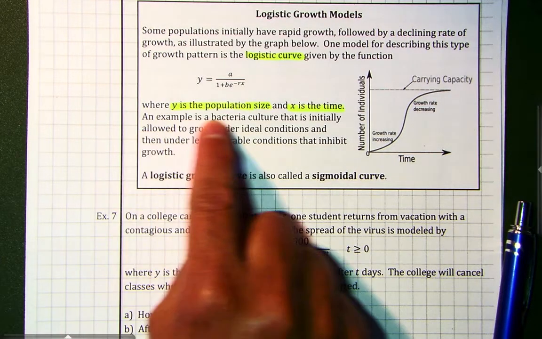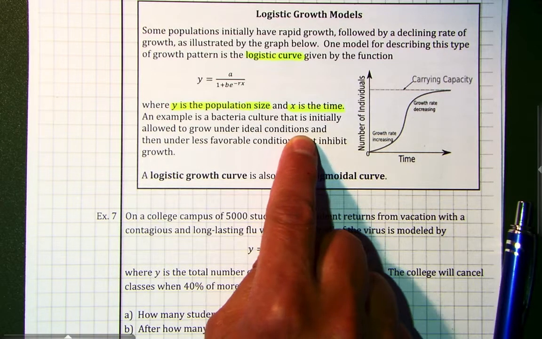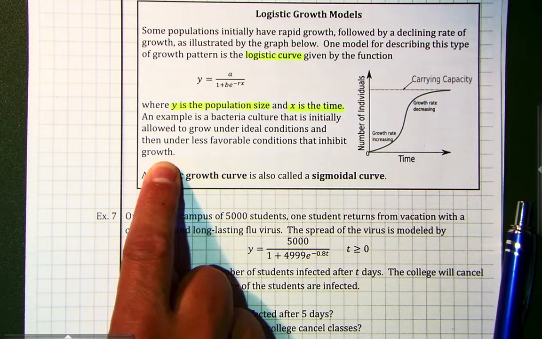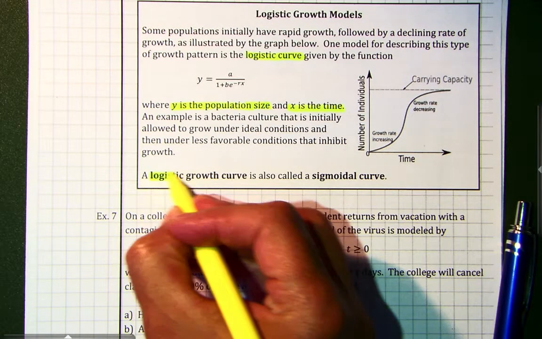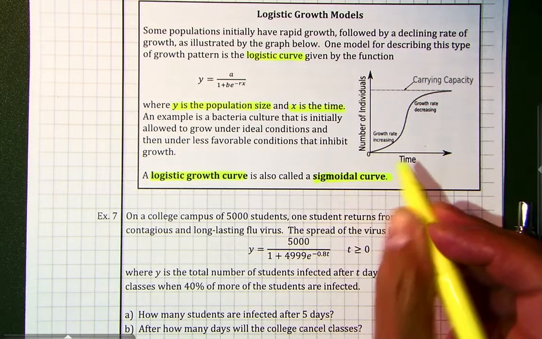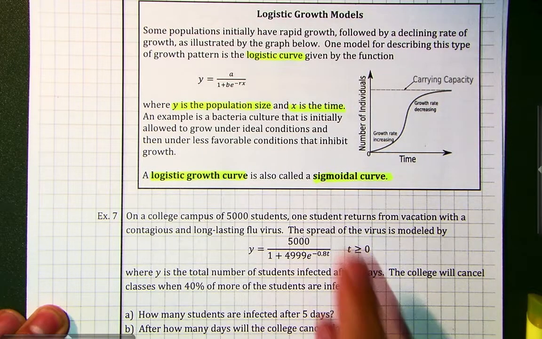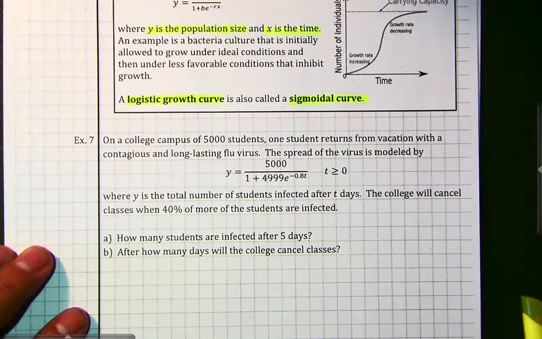An example is a bacterial culture that is initially allowed to grow under ideal conditions, and then under less favorable conditions that inhibit growth. The logistic growth curve is also called a sigmoidal curve. From sigmoid, not too sure. Let's go to example number 7.